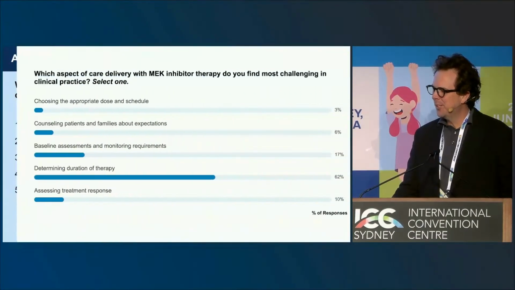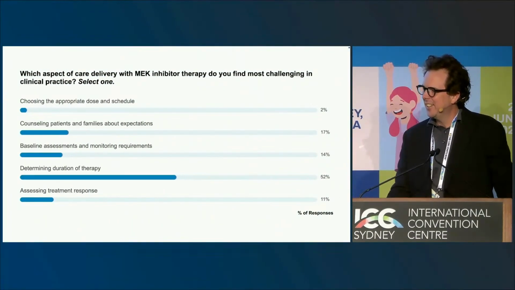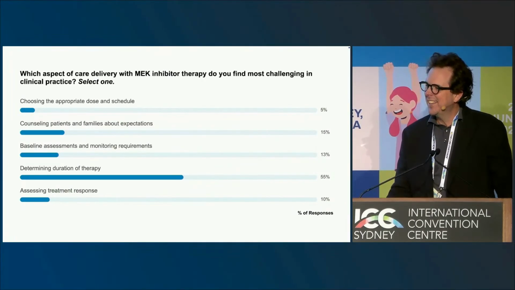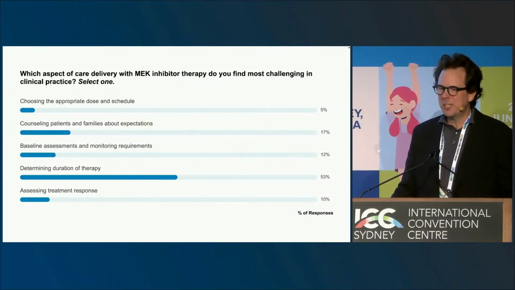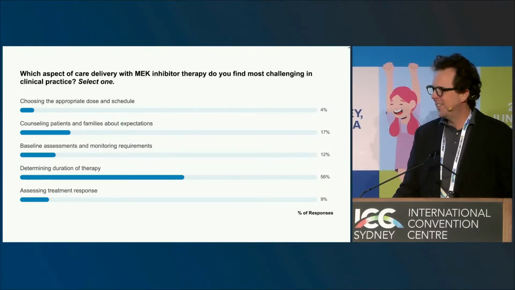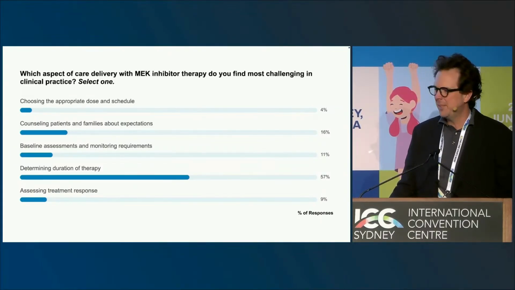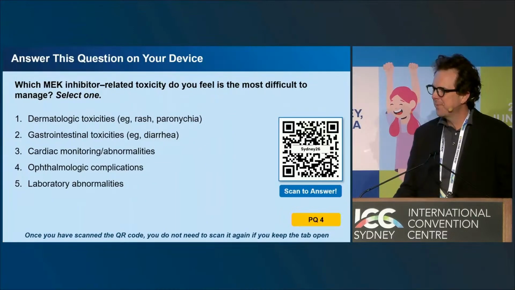Okay, all right. Okay, coming through, but we're seeing some strong emphasis around determining duration of therapy, which I think is a really critical point of discussion. So hopefully we get a chance to talk about that in today's session.